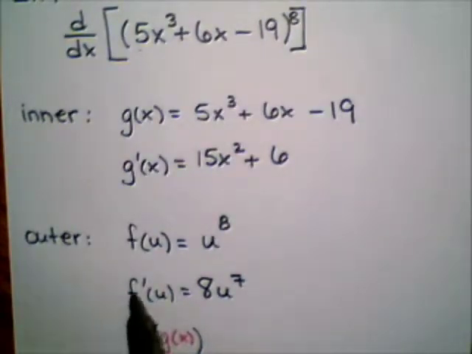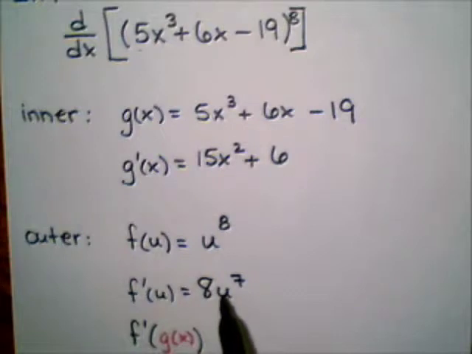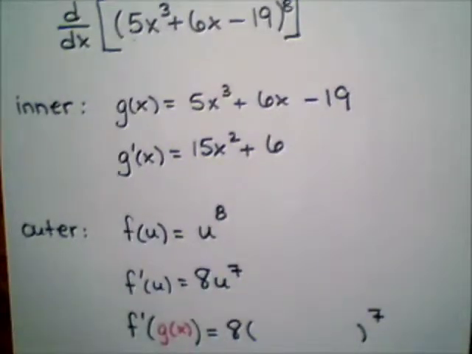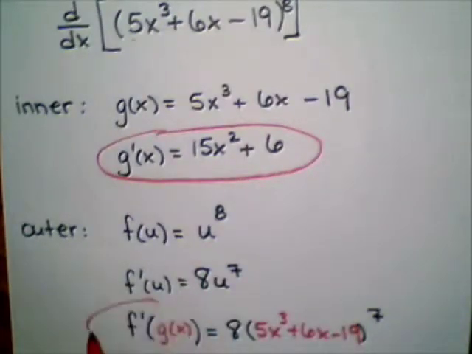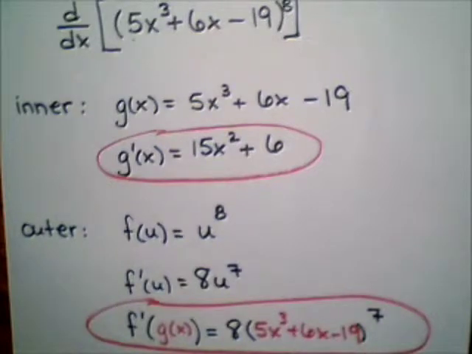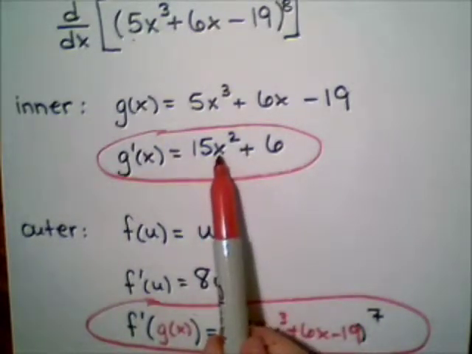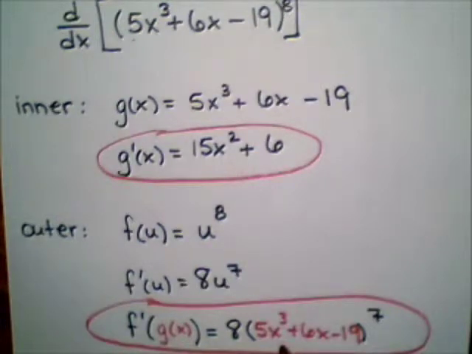Okay, so since f prime of u is 8 times u to the 7th, f prime of g is going to be 8 times g to the 7th. And if we look back at the top, g was that polynomial, the third degree polynomial, which I'll denote in red. And so these are the pieces of the puzzle. Our derivative is going to be a product, g prime of x times f prime evaluated at g. We'll have the second degree polynomial times this power to the 7th.